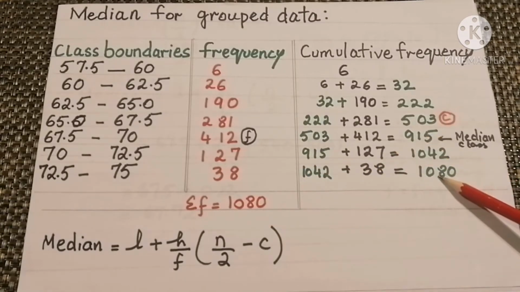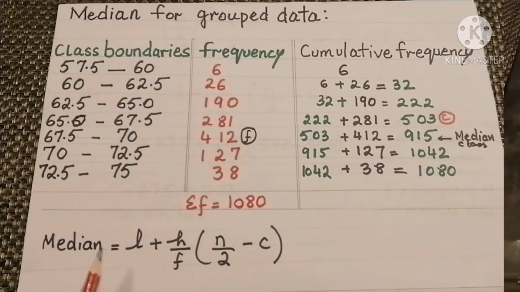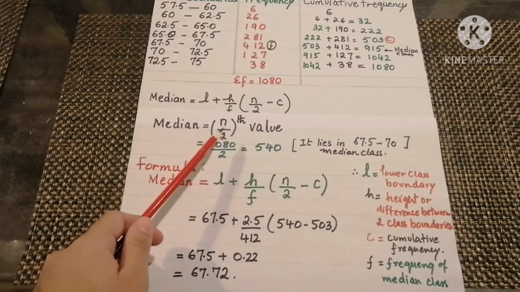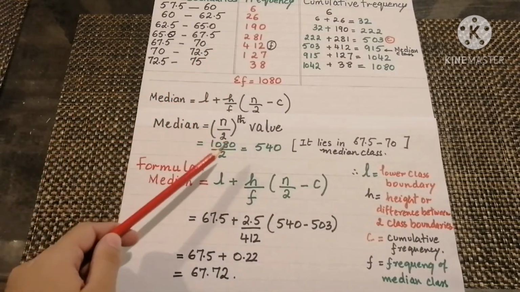Now the formula for calculating the median for the group data is median is equals to L, that is lower class boundary, plus h, that is height, divided by f, which is frequency, into n by 2 minus c. Now how will we locate all these? Now median is n by 2th value. The value of n or sum of f is 1080, total number of frequency, divided by 2 we get the value 540.